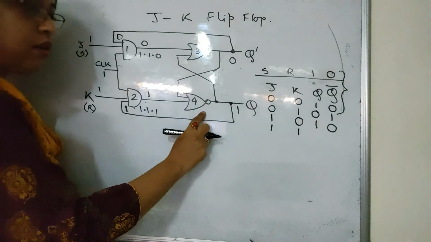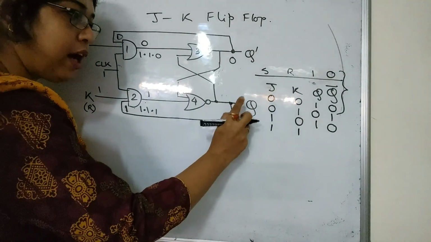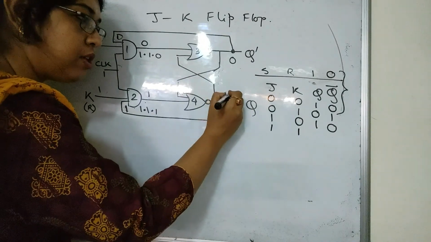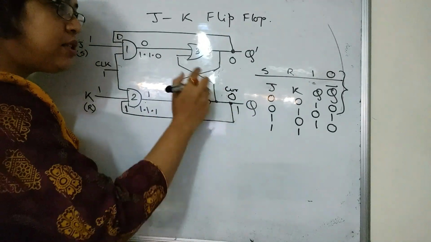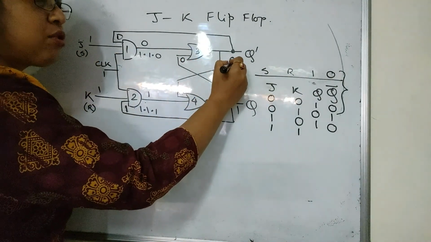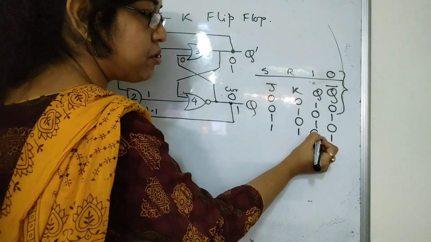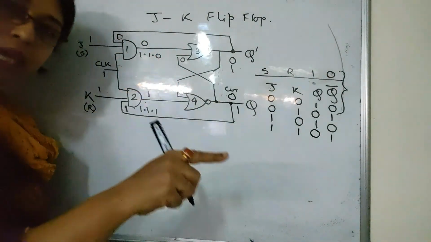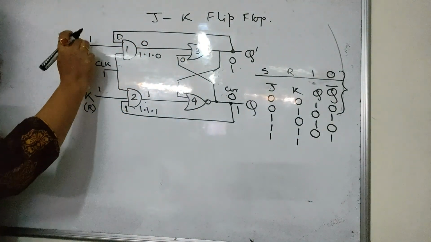We will consider NOR gate 4 first. NOR gate 4 will give us an output of 0. This will be our current output. This 0 fed back into NOR gate number 3 will give us an output of 1. So Q dash becomes 1, Q becomes 0. Again, we are giving 1, 1.